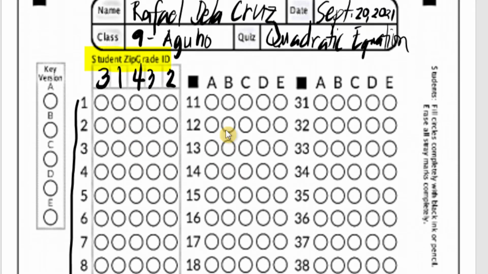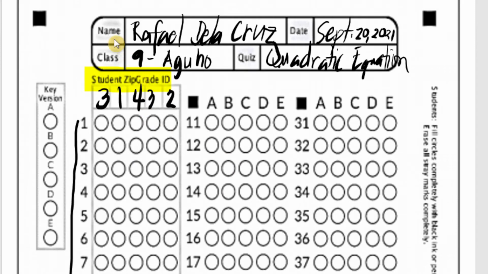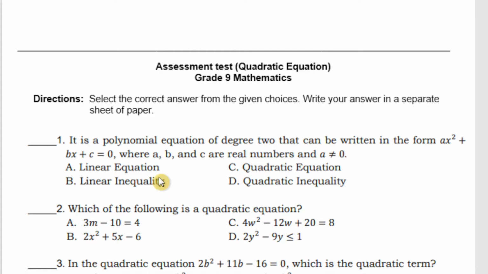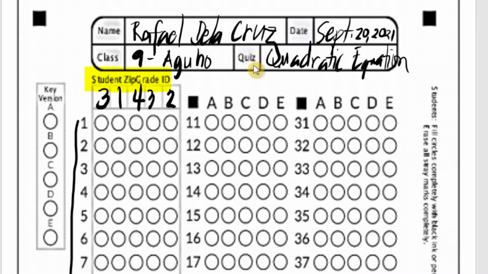So how to do this one? You are going to write your name here, for example, Rafael de la Cruz. The date is September 20, 2021. The class is your section, for example 9 Aguho. The quiz is based on the given assessment test from your advisor, for example the assessment test for quadratic equation, grade 9 mathematics. So you write here for the quiz part: quadratic equation.